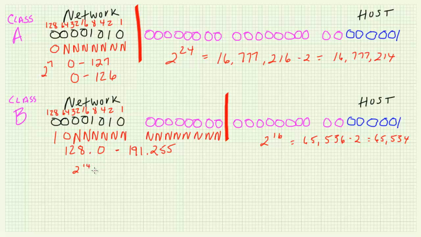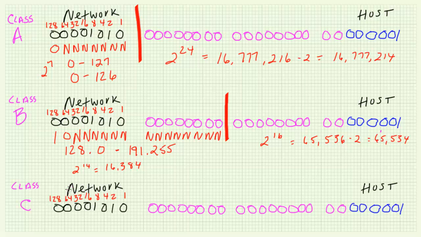So 2 to the 14th is 16,384. So in the Class B networks, we could have a maximum number of networks equal to 16,384, each with 65,534 hosts. So continuing on, let's examine the Class C network range.